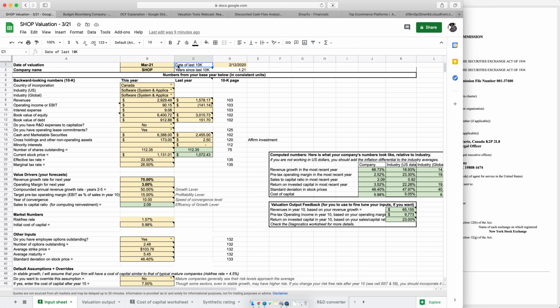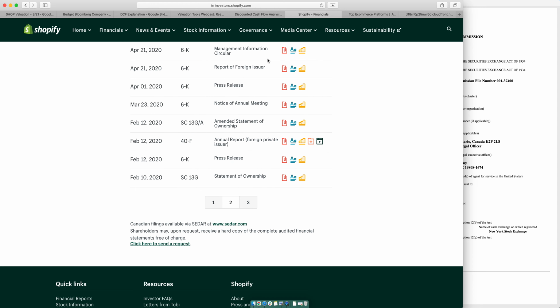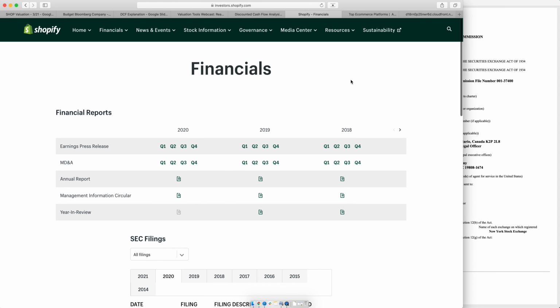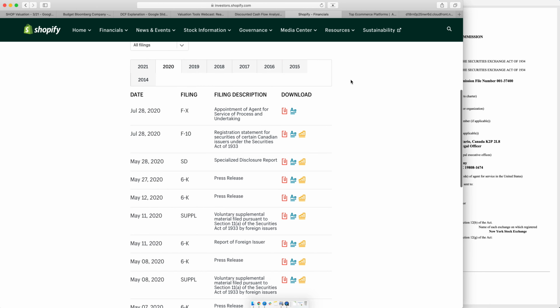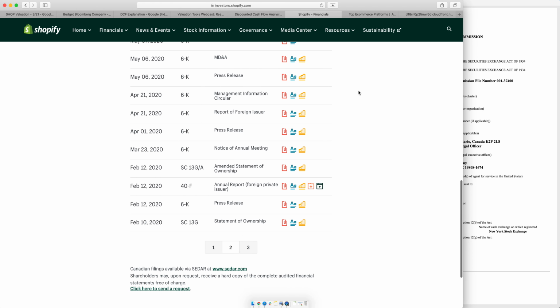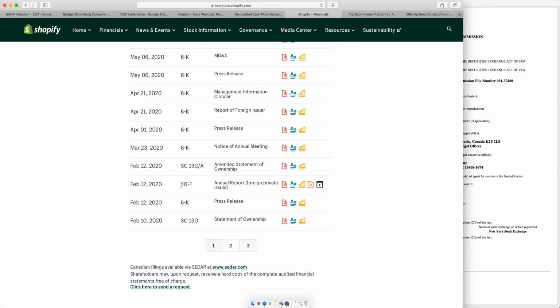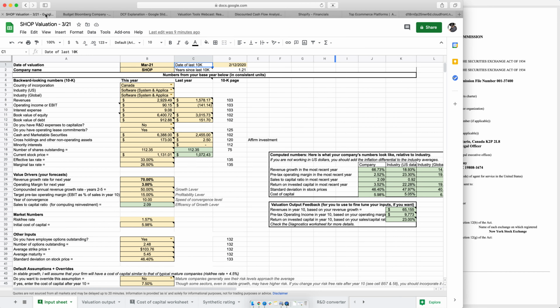And you also want to put in the date of the last 10K. That is so that we can calculate some of these revenue numbers automatically. I got that by going to the Shopify investor relations site, and I saw that last year they filed their 40-F, which I forget if I mentioned is basically the same thing as a 10K, last February on the 12th. So that's what I put in here.